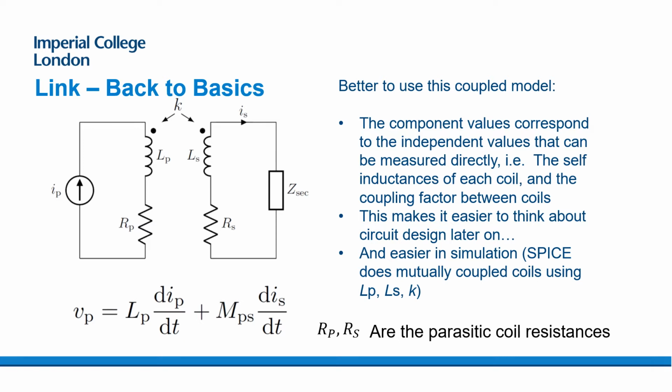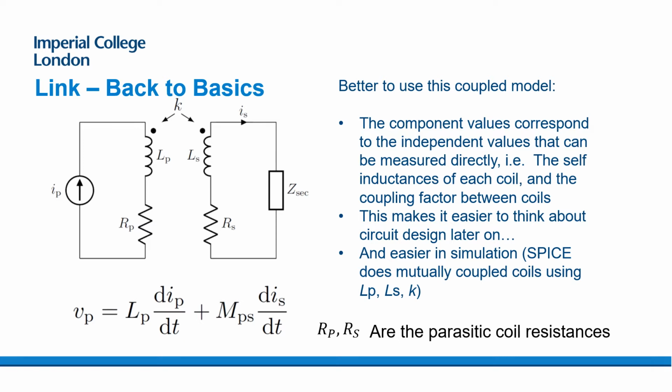It's better to use this coupled model here, where we have a primary and secondary inductance, a coupling factor between them, and RP and RS represent the primary side resistance and secondary side resistance of the coils, and we've got an impedance then connected to the secondary side called Z secondary. And so we go right back to basics: the voltage across the primary coil is just its self-inductance multiplied by dI/dt plus its mutual inductance with the secondary multiplied by dI/dt on the secondary, and that's really back to absolute basics of electromagnetics.